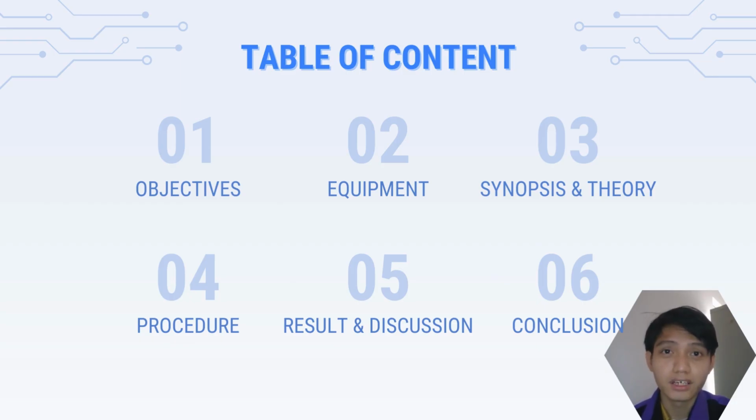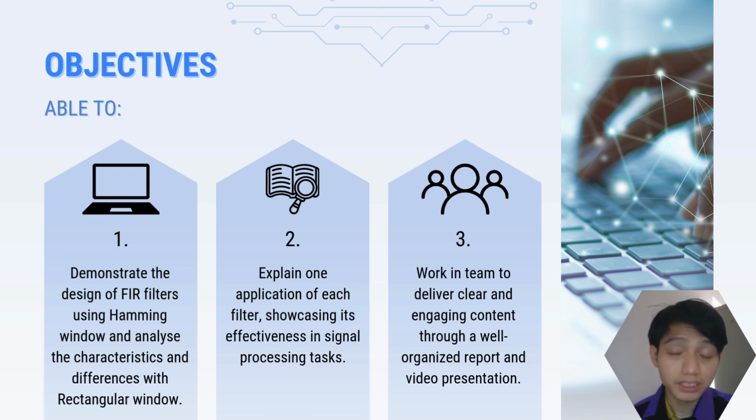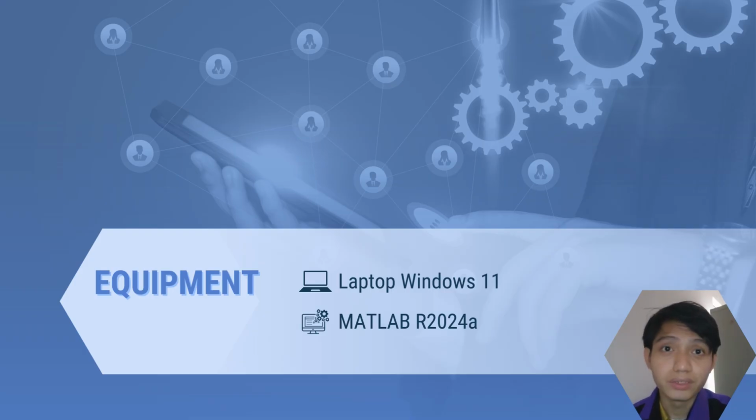We have 6 sections: objectives, equipment, synopsis and theory, procedure, results and discussion, and lastly conclusion. There are 3 objectives. First is to demonstrate the design of FIR filter using Hamming window and analyze the characteristic and difference with rectangular window. Next is to explain one application of each filters, showcasing its effectiveness in signal processing tasks. And finally, being able to work in team to deliver clear and engaging content through a well-organized report and video representation. The equipment that we use is a Windows 11 laptop and the MATLAB software.